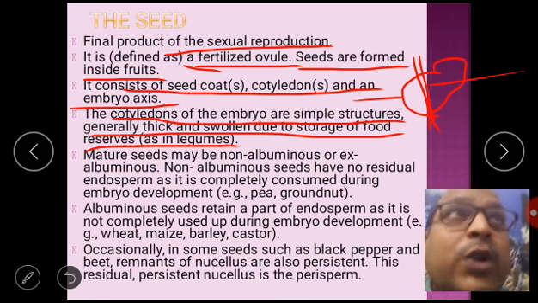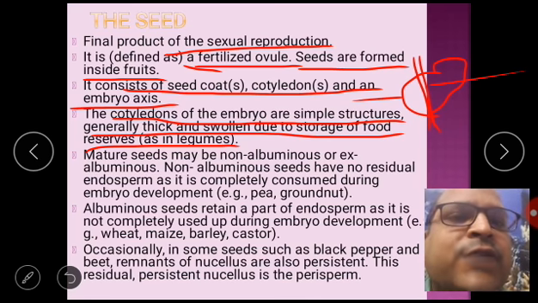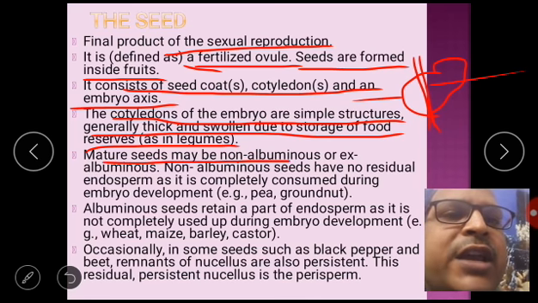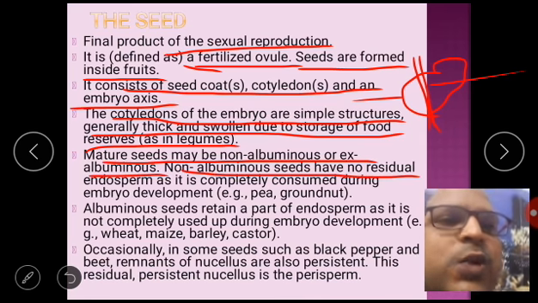Now, endosperm will provide nourishment to the developing embryo. Now mature seeds may be non-albuminous or albuminous. Non-albuminous seeds have no residual endosperm.